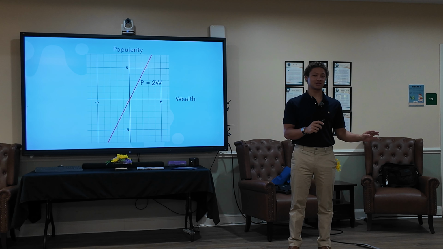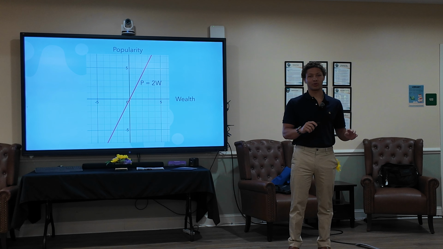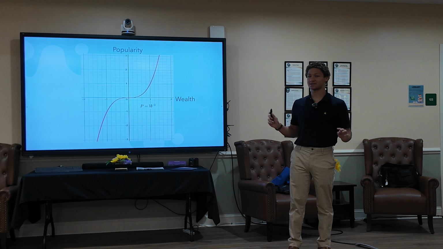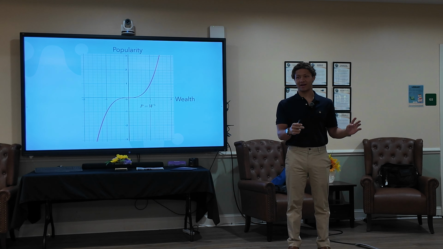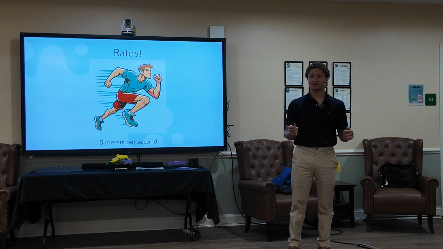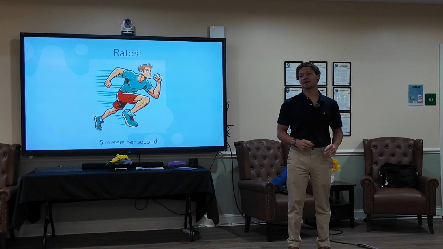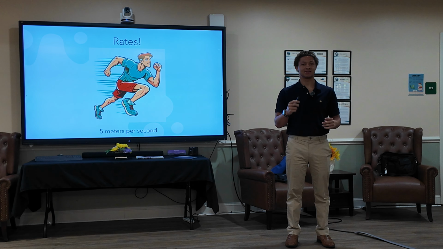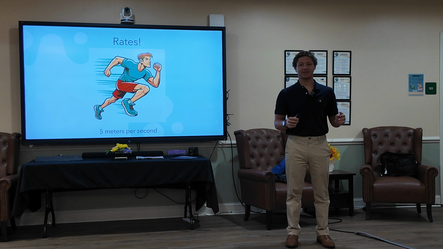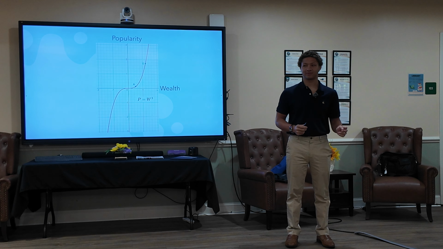But most graphs aren't linear or a line like this. Rather, they're a bit more curvy, such as this graph. So given that we now know about graphs, let's talk about rates. So rates, we're all used to rates, you run at 5 meters per second, a mile in 6 minutes, but what if we're not looking at rates of something technically moving? What if it's something like popularity and wealth? So let's go back to our graph.